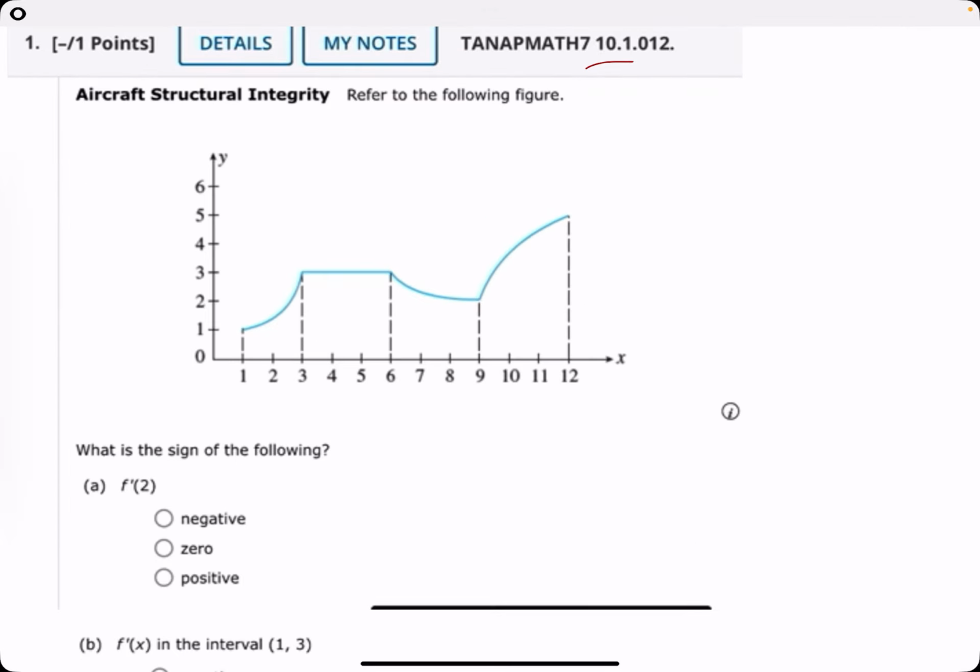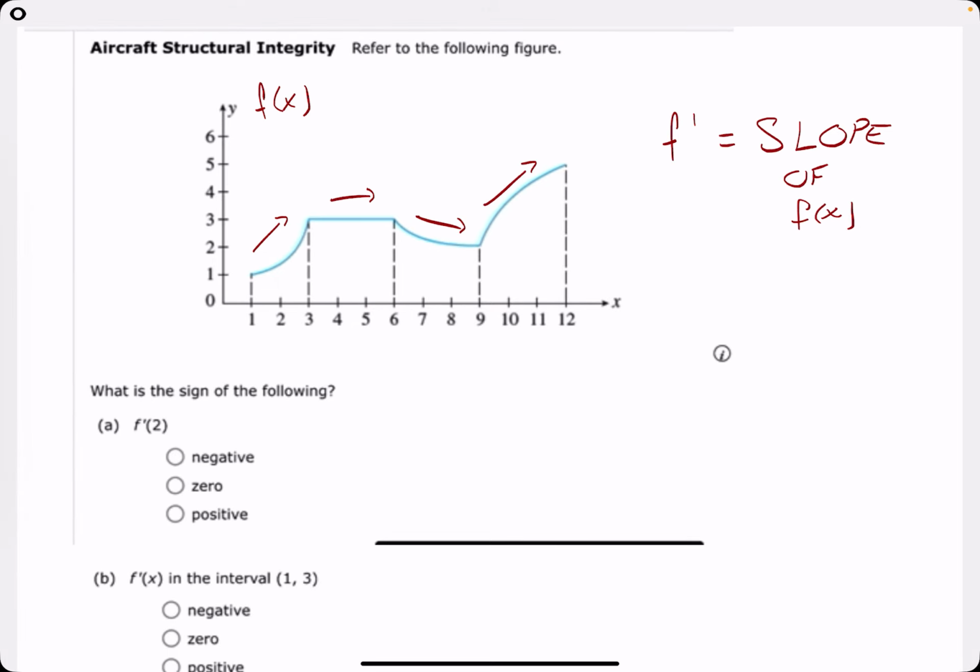Okay, so this is the graph of f of x, and the slope of f of x is positive, then it's 0, then it's negative, then it's positive. Whatever the sign of the slope is corresponds to the sign of f prime, because f prime is the derivative, and the derivative is synonymous with the slope of f of x. Okay? So what that means is f prime is positive here, f prime is 0 here, f prime is negative here, and f prime is positive there.